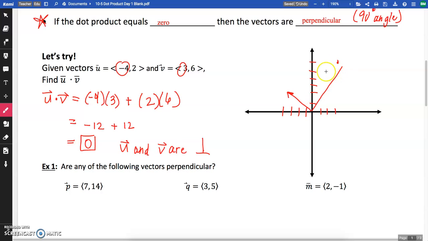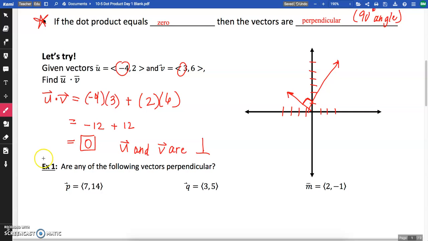Oh, I totally missed it. Here is vector b. Close enough. So you can see here the angle between them. It actually looks pretty perpendicular. It looks like it's about 90 degrees. And then mathematically we're showing that.